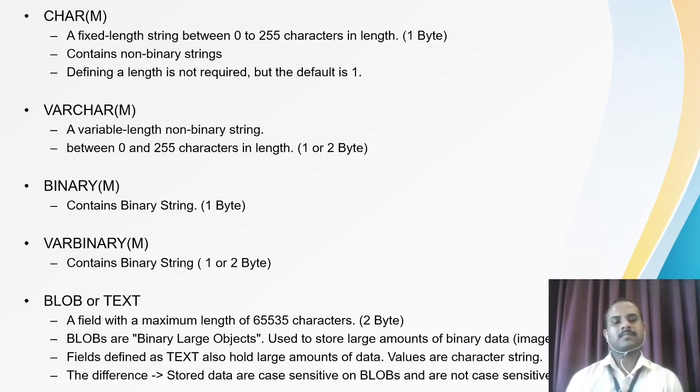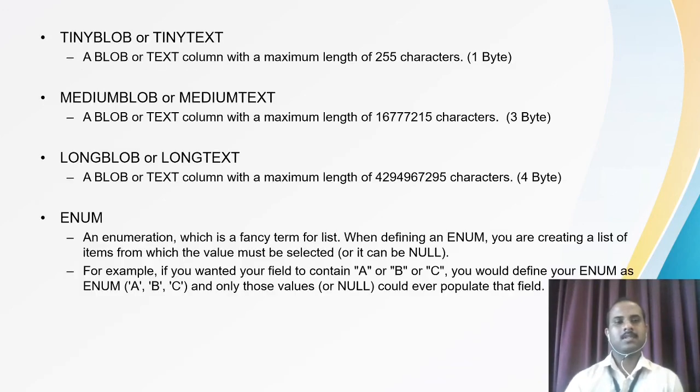And text is going to hold a large amount of data, but mainly character strings, while the blob is holding binary strings. The main difference between the blob and the text is that stored data are case sensitive in the blob, while in text they are not case sensitive. So the same difference applies for tiny blob and tiny text, medium blob and medium text, long blob and long text.